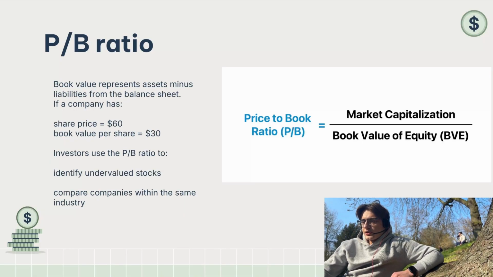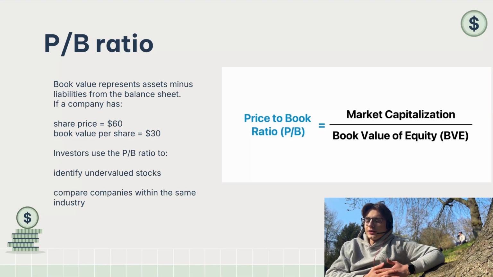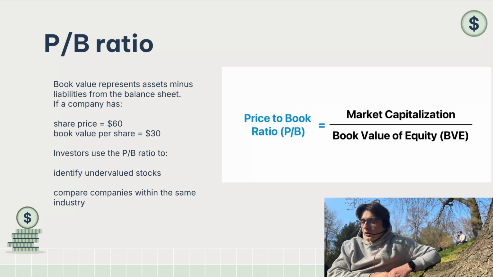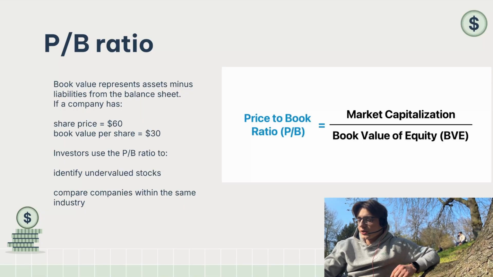And so investors mostly use the price to book ratio to identify undervalued stocks or to compare companies within the same industry as I described earlier. It's very easy to calculate, and you can take two pretty similar companies, and P/B ratio can determine which company is doing better on the share price of their stock.